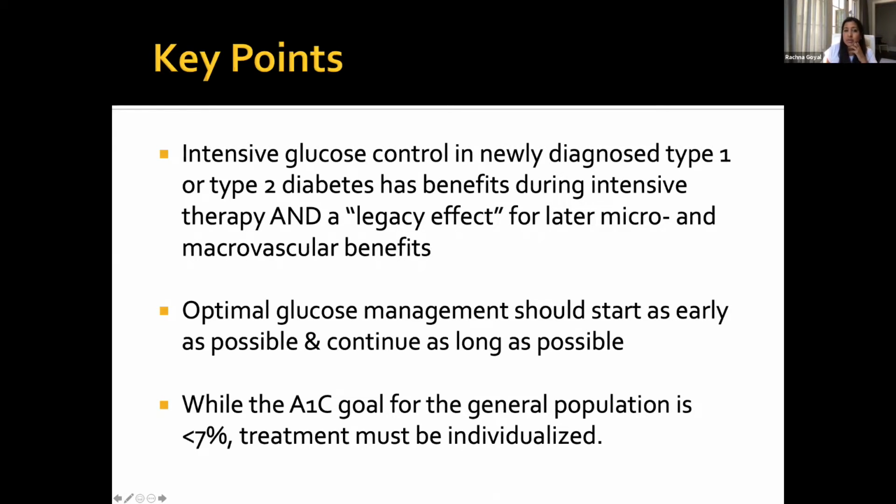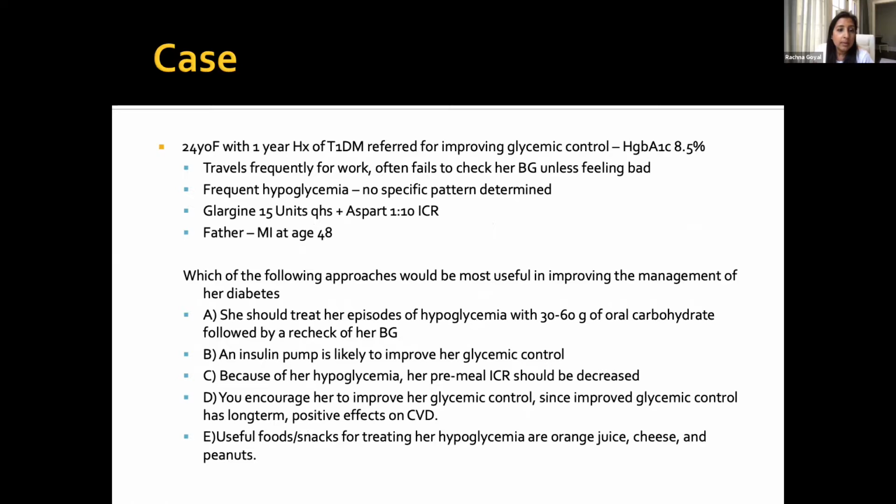Any questions up till now? If you guys have any questions, feel free to unmute yourself and ask. Okay. I do have a case here. Does anyone want to read this out loud for me? Any volunteers? I can read it.